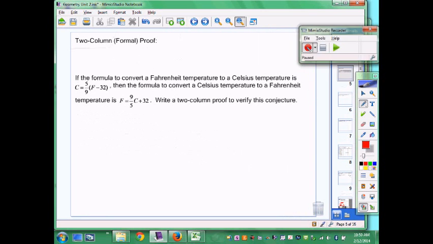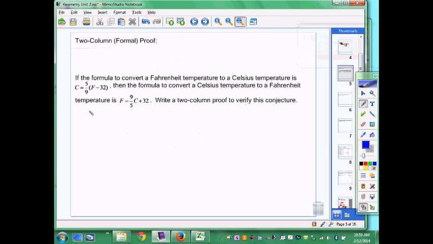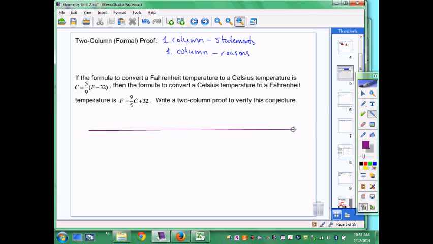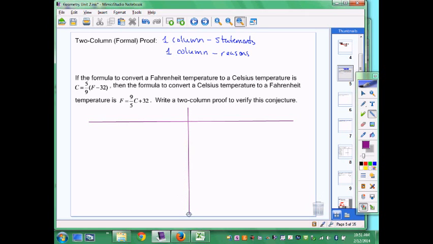Anybody get these? In geometry, we most frequently use the two-column proof, which is the formal proof. It contains two columns, one column for statements and one column for reasons. When we create our two-column proof, we typically draw a line, draw another line. This side is for statements, and this side is for reasons.